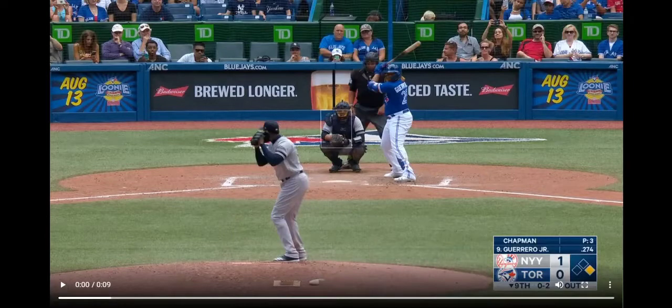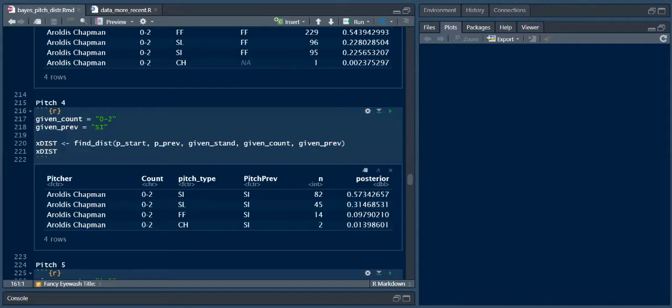So I guess if Chapman was throwing a fastball, it would have been up and in, but because it was away, he decided to choose a sinker. That's why it was away. So sorry about that. I am just going to move on here to now it's 0-2. The previous pitch that he just threw was a sinker, right?